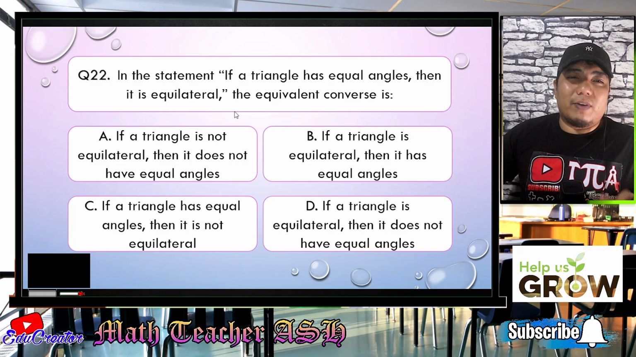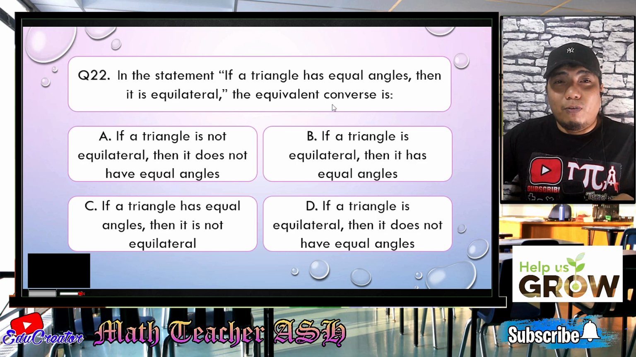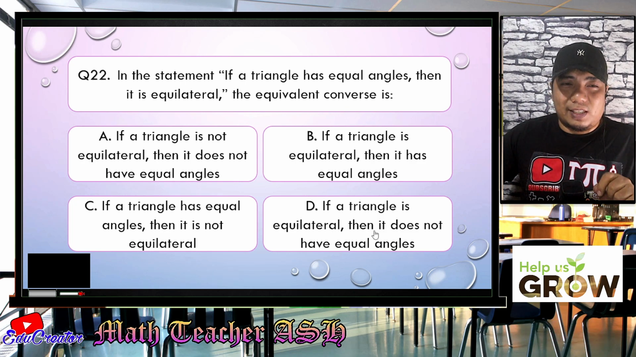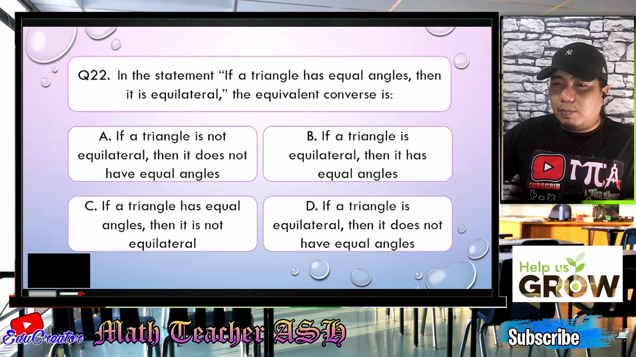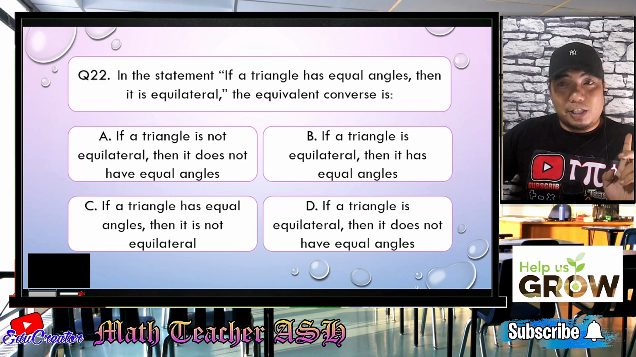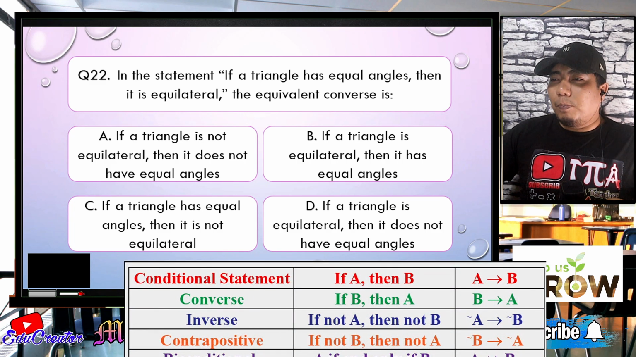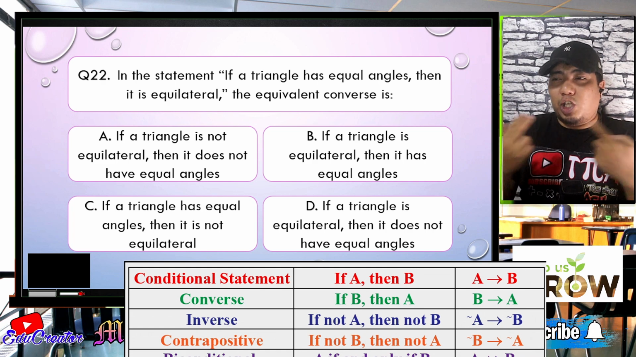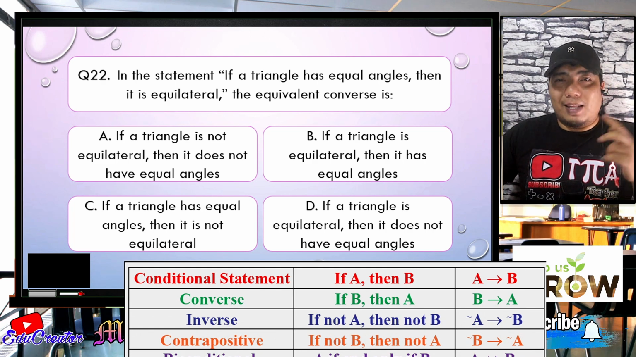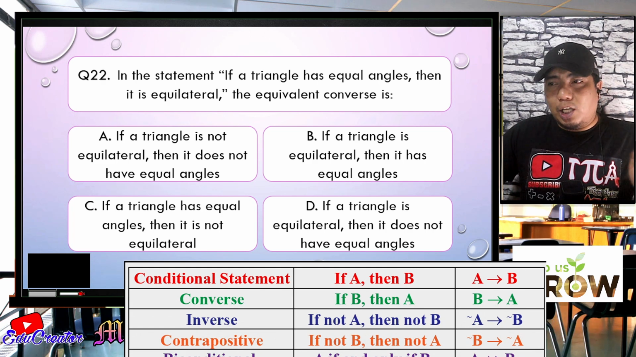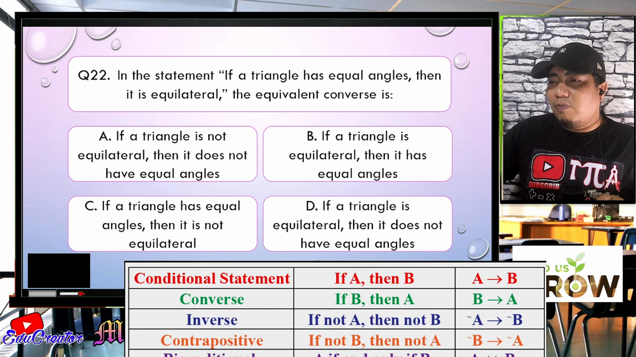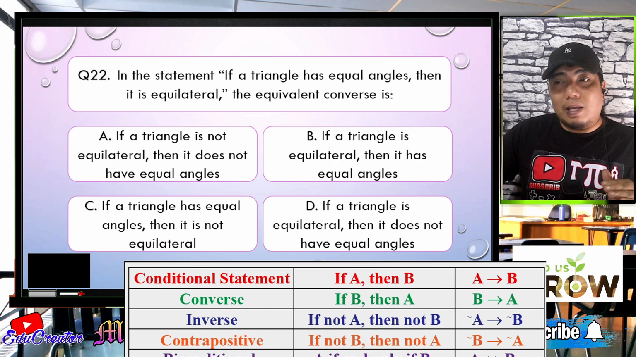Now, what we have here is we need to get the equivalent converse of this given conditional statement. Let me show you what converse means. The converse is basically the exchange of the conclusion and the hypothesis, but no negation is being applied. So, if B, then A. From the conditional statement, if A, then B, in order to get the converse statement, you should just consider if B, then A.